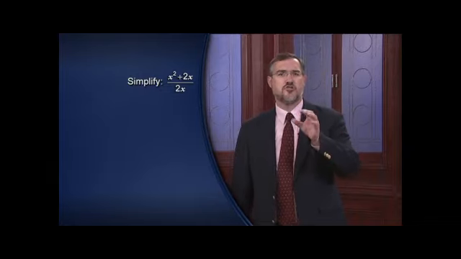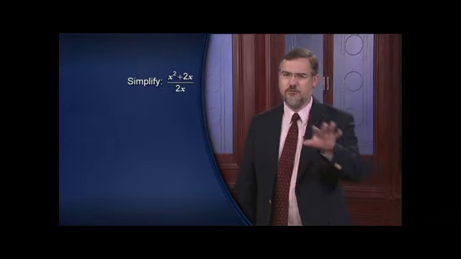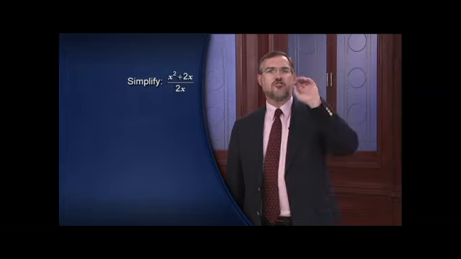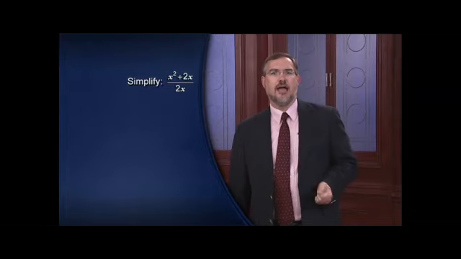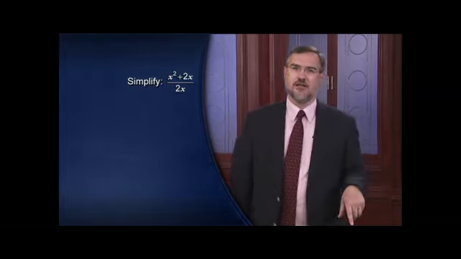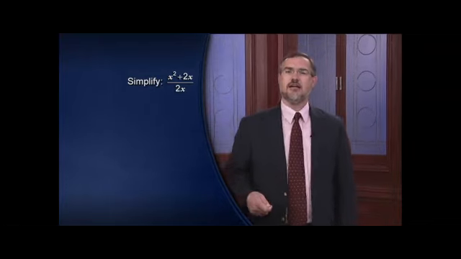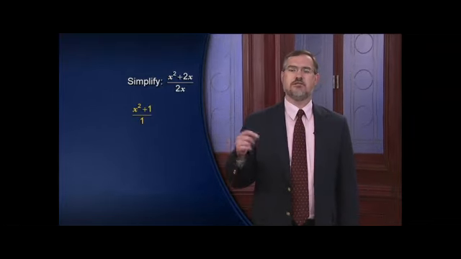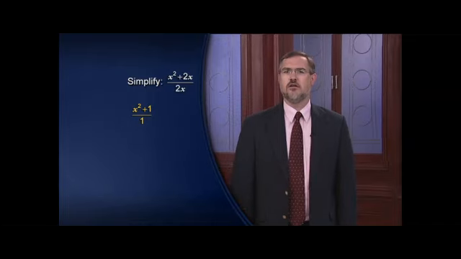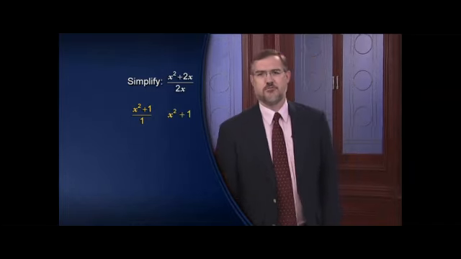Sometimes students will make the following mistake, and I hope you avoided this mistake. They'll notice the 2x that's up in the numerator and the 2x that's in the denominator, and they'll cancel them immediately, and they'll be left with x squared plus 1 divided by 1, which of course is the same as x squared plus 1.